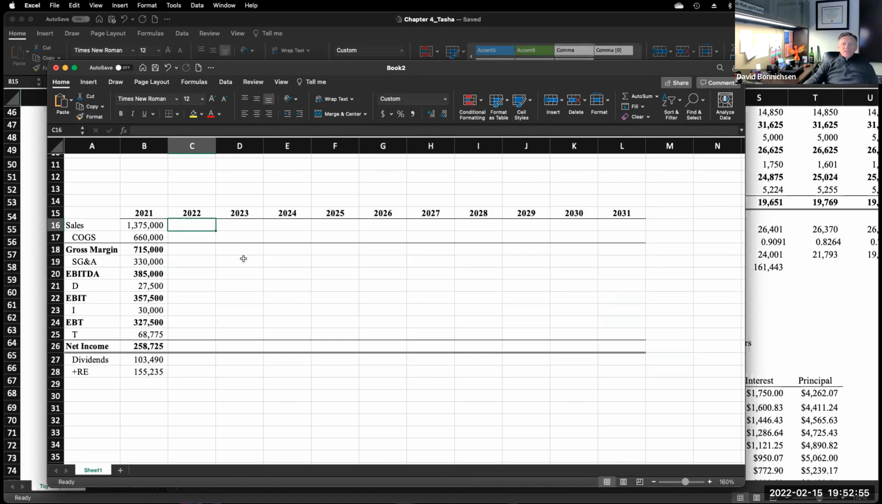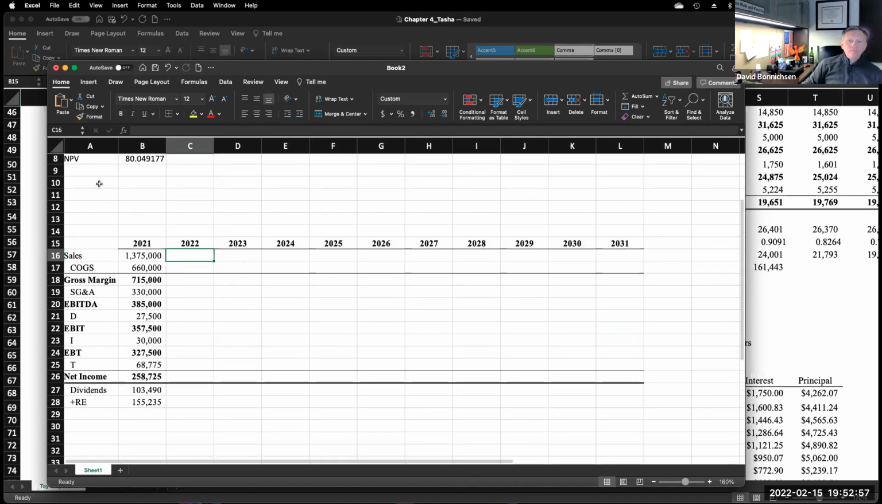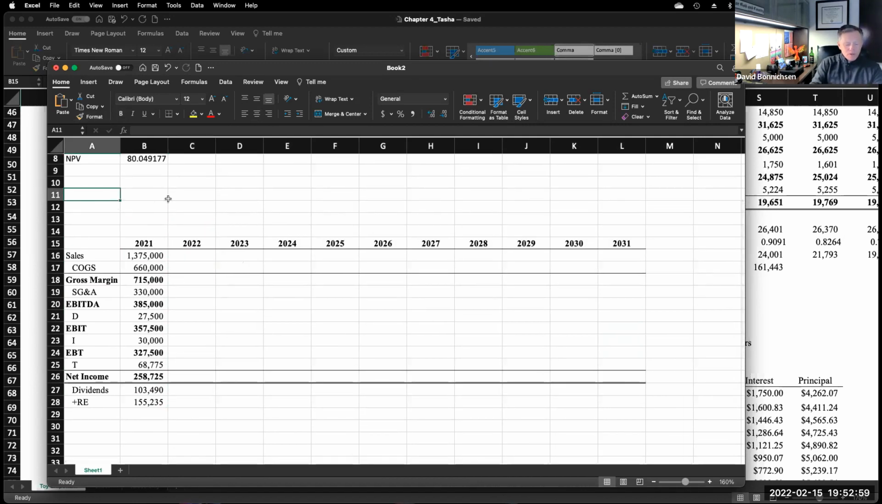So the case tells us that we have some sort of sales growth. We have SG&A growth. And we have some discount rate or required rate of return, right? Sales growth was 6.5%, SG&A was 4.5%, and the required rate of return was 10%. Okay.